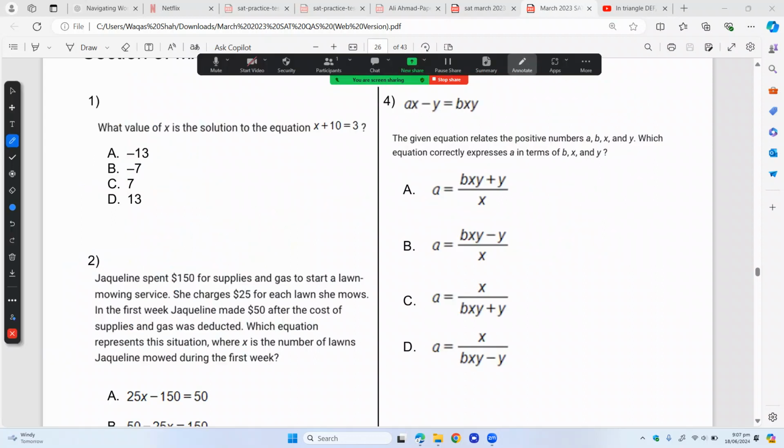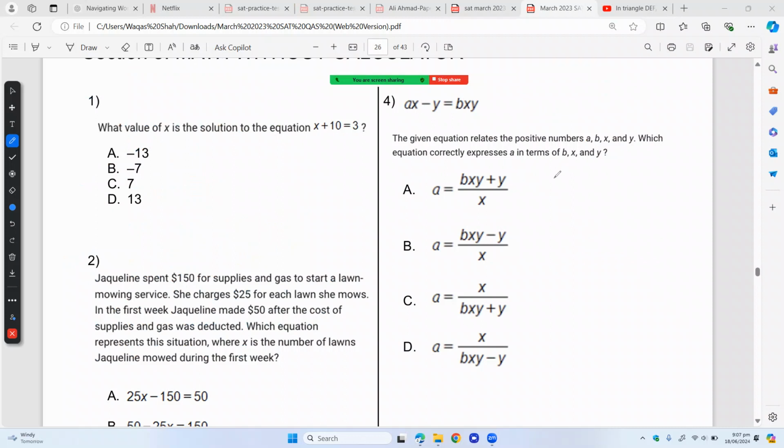In question 4, we have to make a the subject. It's quite a simple question. Just shift y to the other side, so it will be ax is equal to bxy plus y. Then divide both sides by x, so a is equal to bxy plus y divided by x. So this is our answer.